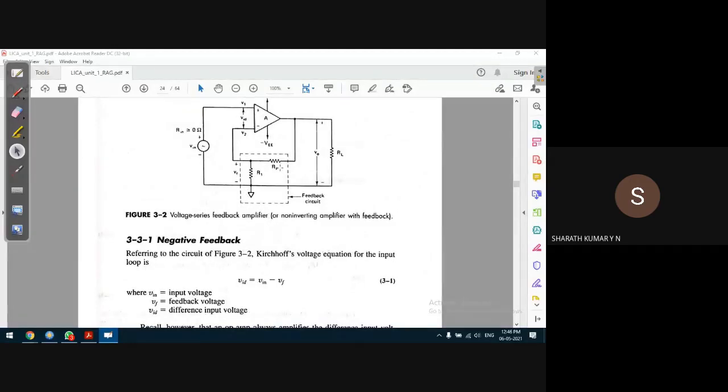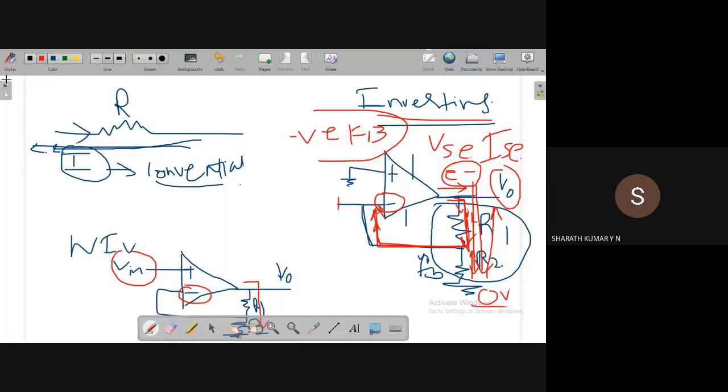One example is this voltage divider network. If you compare this network, what we have here is nothing but this voltage divider network that we can see here.